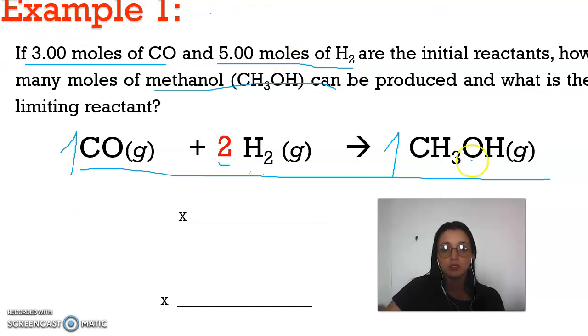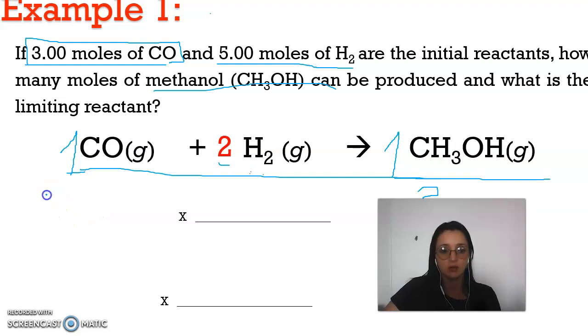So if you want to think of it as a rule of 3, you can, because what we are saying here is, if I have 1 mole of carbon monoxide, I can produce 1 mole of methanol. How many moles of methanol can I produce if I have, for example, with the first ingredient, 3 moles of carbon monoxide? That will be your rule of 3. Now just write it as a conversion factor and that's it.